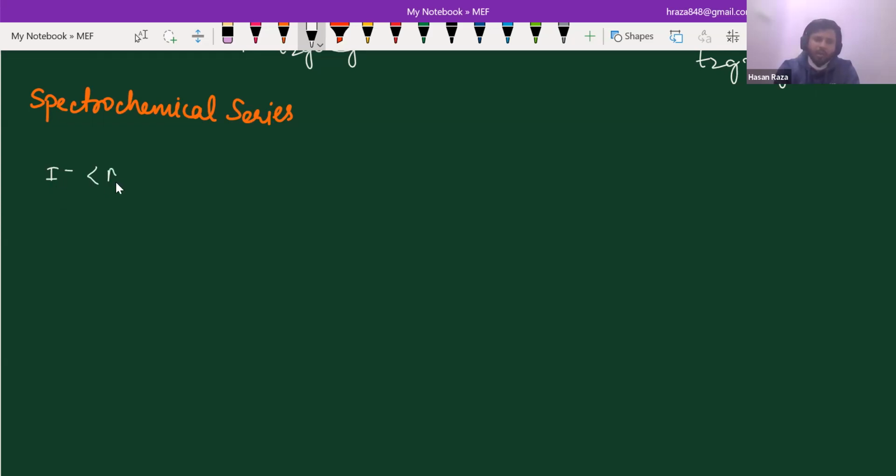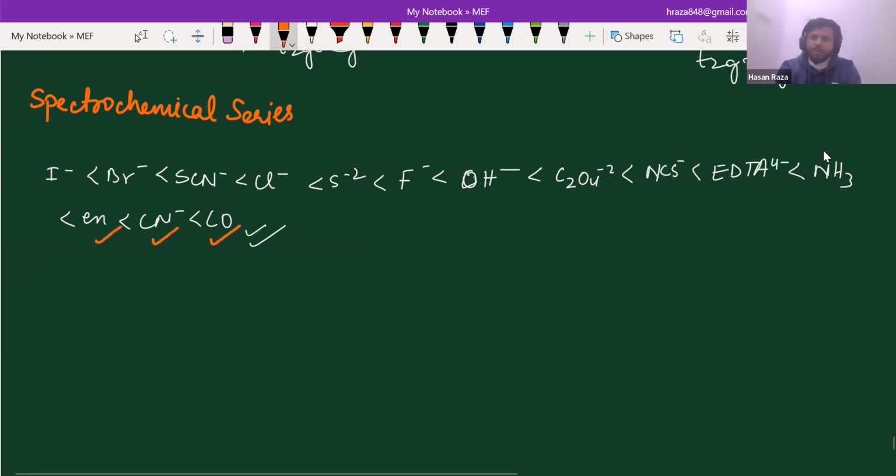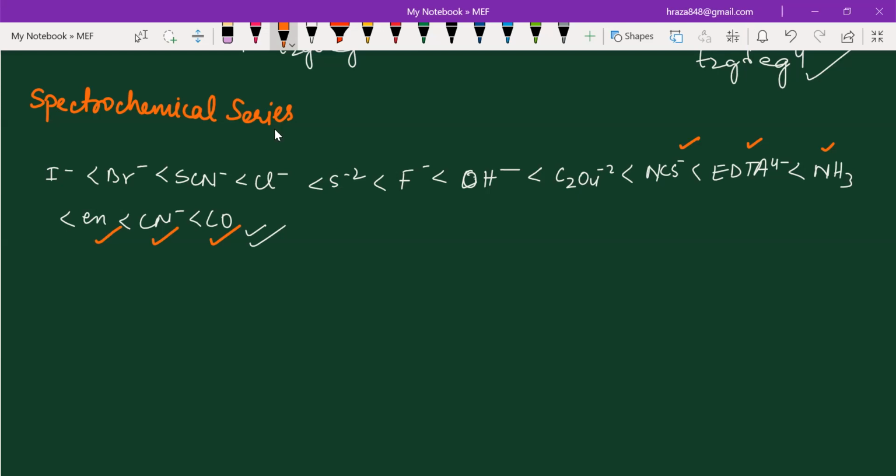This is the lowest, the weakest: I minus, Br minus, then SCN minus, then Cl minus, then S minus 2. Then comes F minus, then OH minus, hydroxide. Then comes C2O4 minus 2. After this, NCS minus, and after this, EDTA4 minus. After this, NH3. Then en, then CN minus, then CO. This is the spectrochemical series in which you can see this is the strongest one. These are all considered as the strongest. Okay, strong. Yes or no? Got it? Yes, sir. So please do write it.